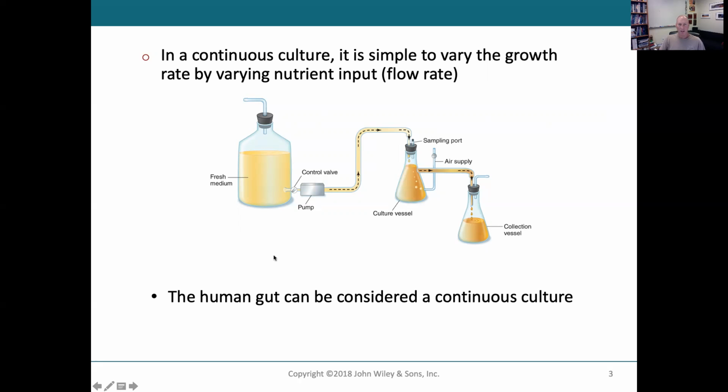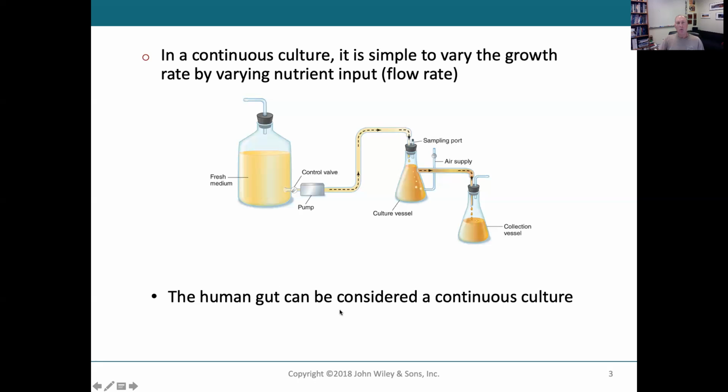Okay, so a continuous culture is a very useful research tool. It can be a useful production tool as well for biotechnology. If the microbes growing in here are producing something important, then you can collect them and just basically keep cranking them out.